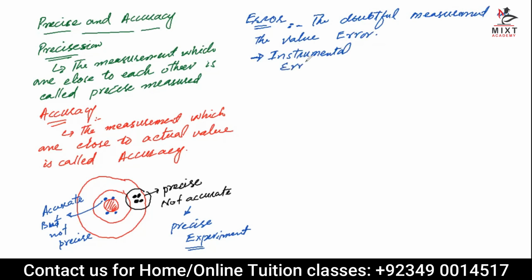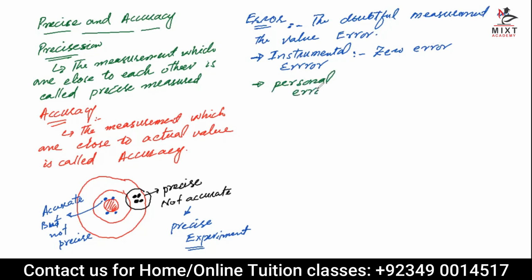Do you know some instrumental errors? For example, with a measuring cylinder. Do you know zero error? When the actual value is in fact zero, but the instrument gives another reading instead. That zero error is mostly in the vernier caliper and micrometer. So that is the instrumental error. The next error is the personal error.